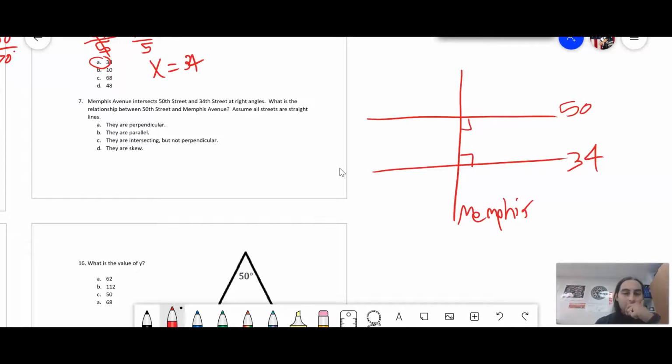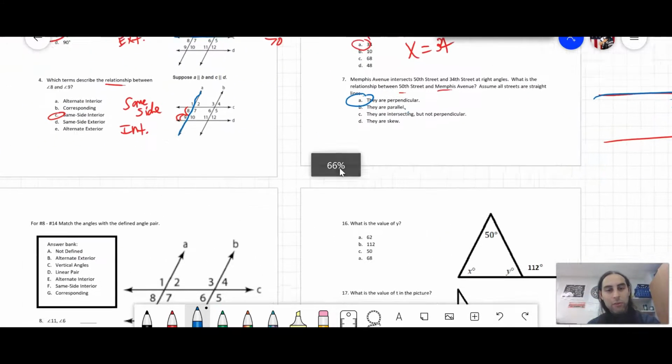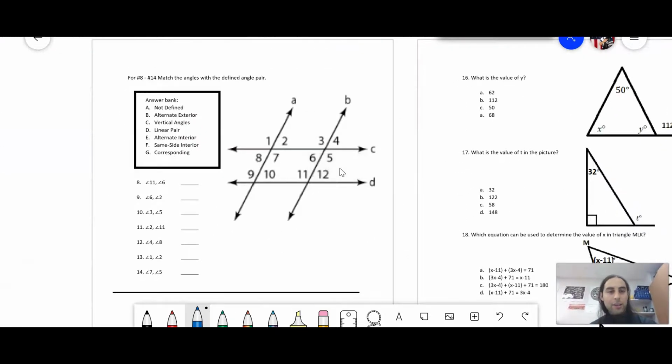Okay, so what is the relationship between 50th and Memphis? So 50th and Memphis meet at a right angle, like it said. What do you call it when the lines meet at a right angle? Perpendicular, right? If it was talking about 50 and 34, we would call those parallel, right? But they're asking about, in this one, Memphis and 50. Careful when you read that on your test, okay? There's going to be one similar to that. Don't get tricked. Cool.